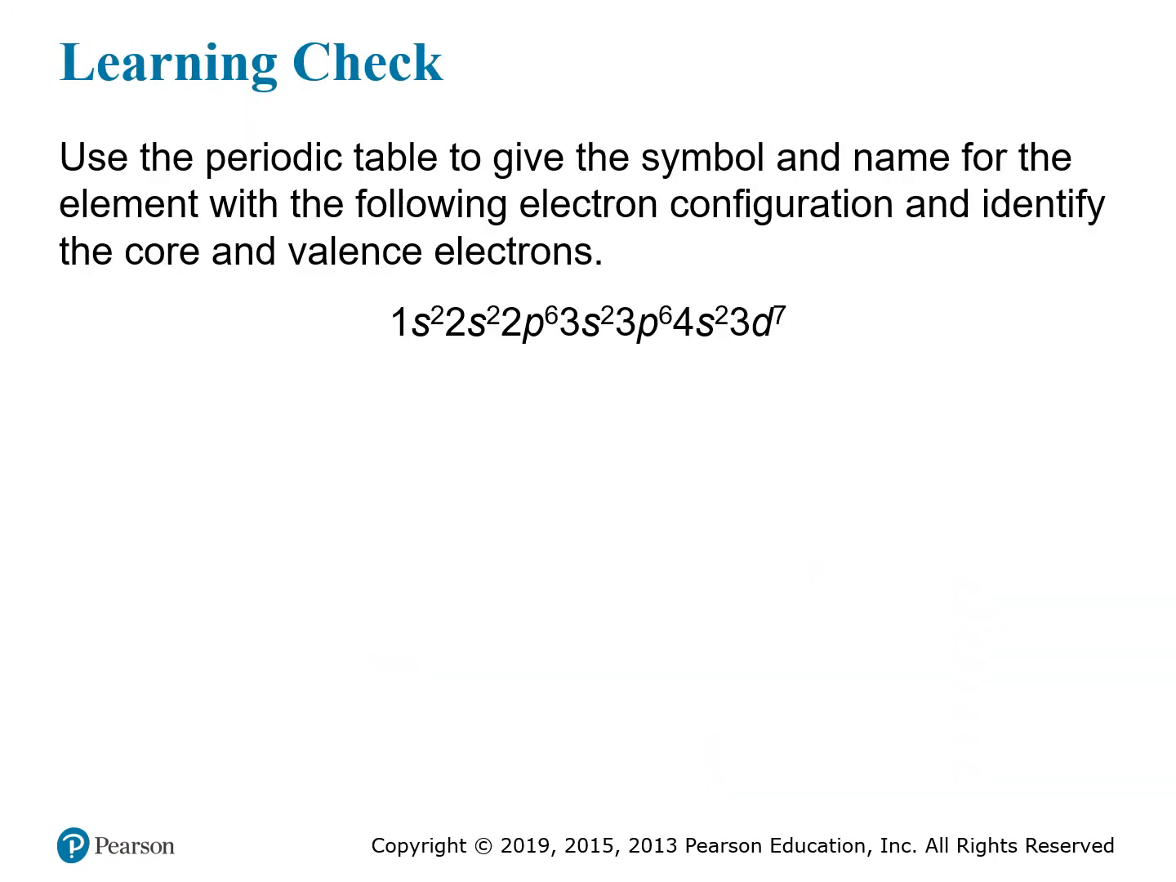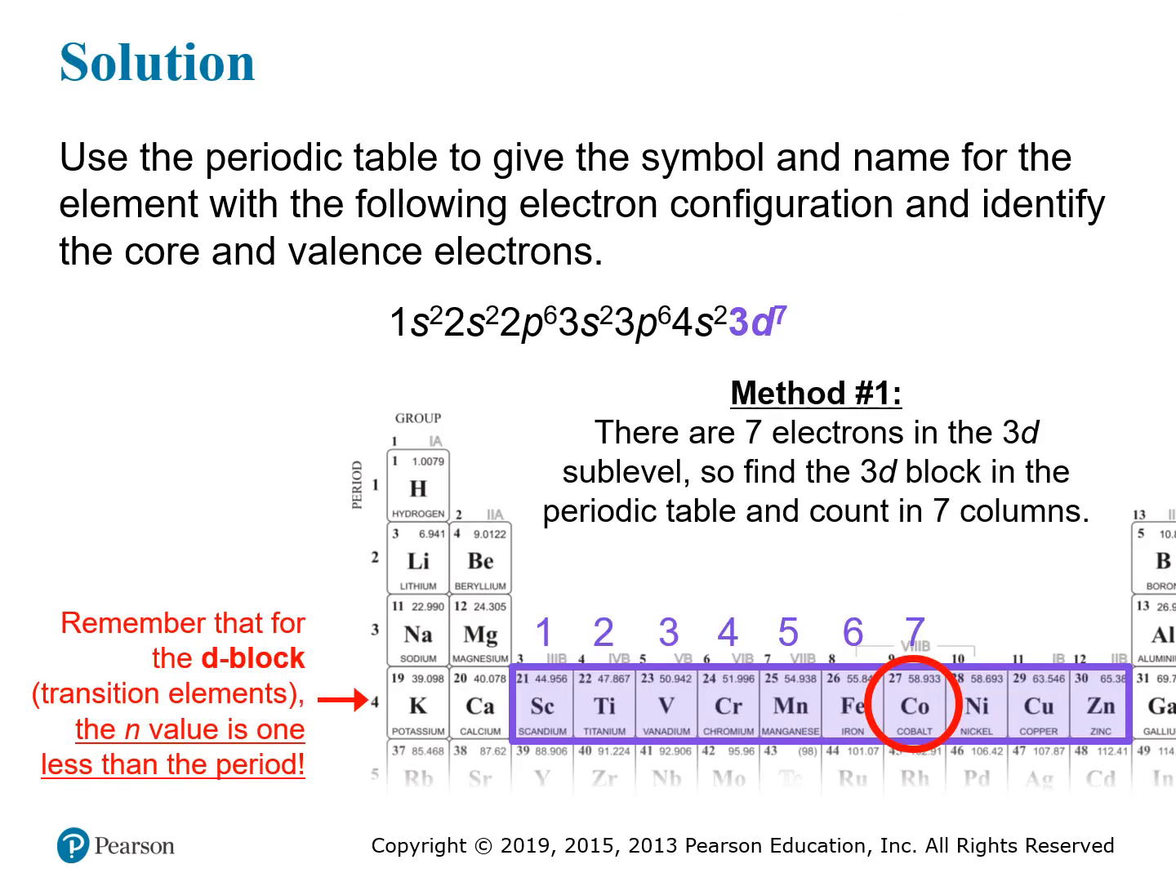So let's look at another example. Use the periodic table to give the symbol and name for the element with the following electron configuration and identify the core and valence electrons. Let's do the first part, and then we'll identify the core and valence electrons. So first of all, how do we figure out what element this is? Well, there are 2 methods.